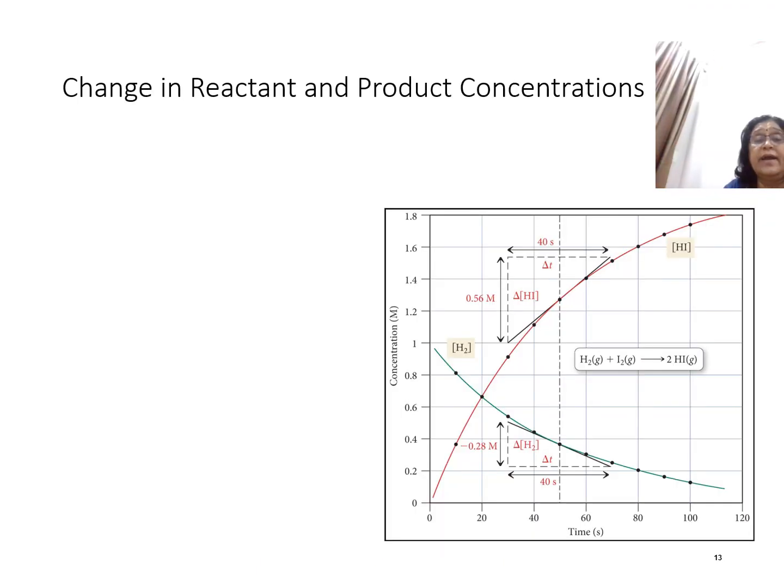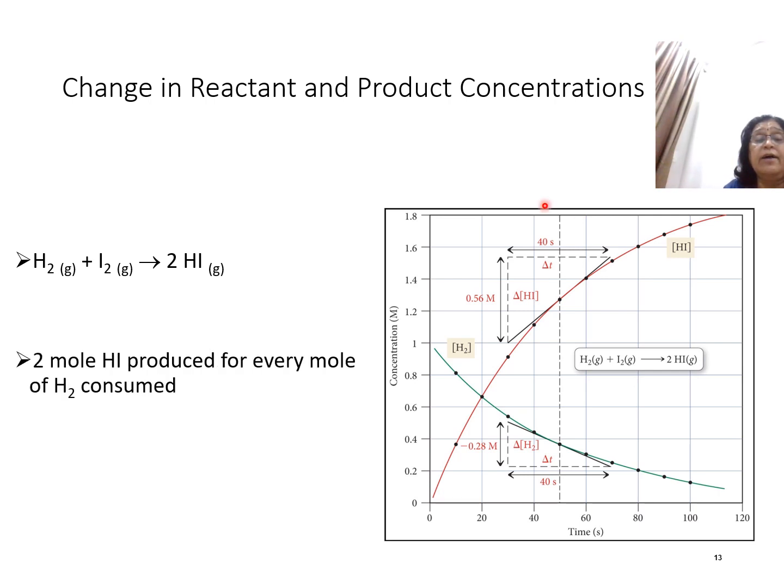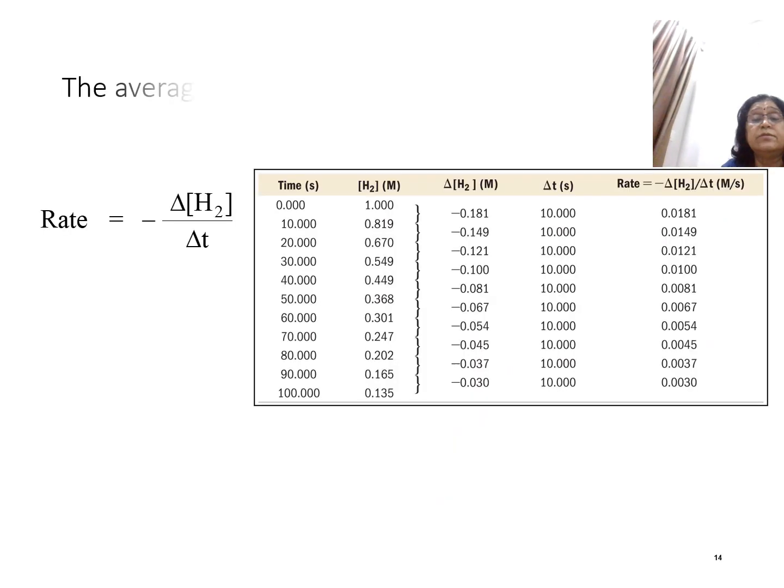Now, change in reactant and product concentrations. If you take a reaction, hydrogen plus iodine giving you 2HI, and you plot a graph between concentration and time, you see a decrease in the concentration of the reactant, which is hydrogen here, with increase in time, and an increase in the concentration of HI with increase in time. So 2 moles of HI are produced for every mole of hydrogen consumed.